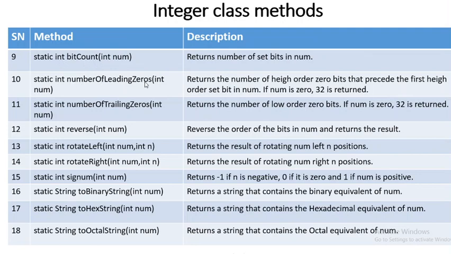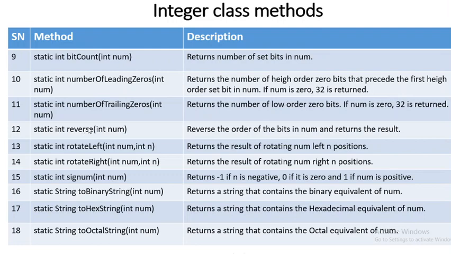Number of leading zeros, we have already seen this method. It will count the leading zeros in the binary format of the provided integer argument. Number of trailing zeros: whatever argument you are giving here, it will count its trailing zeros, and that will be returned.